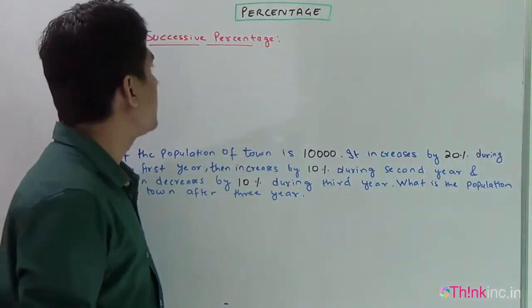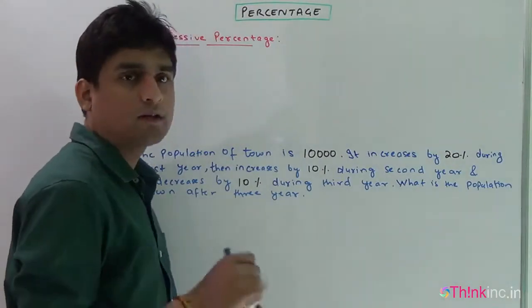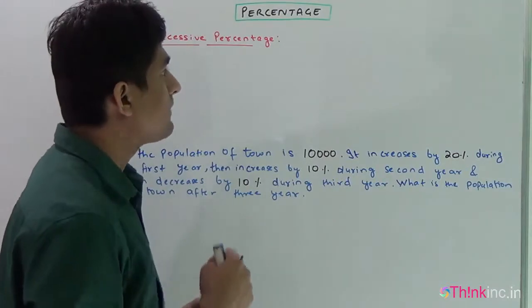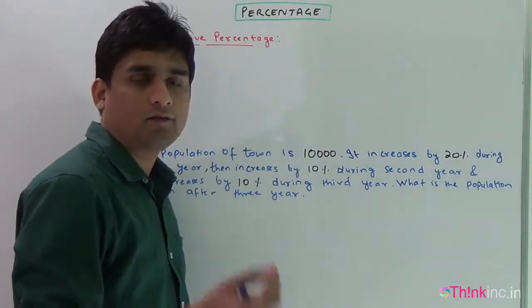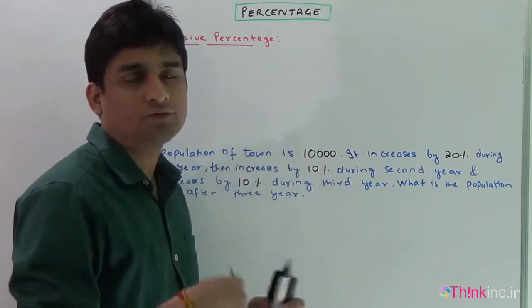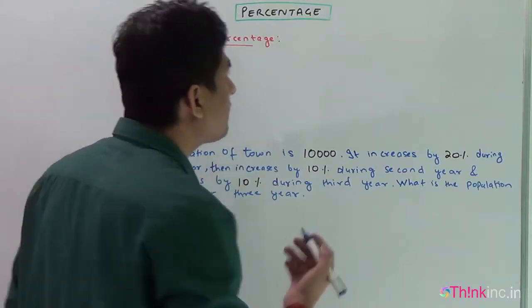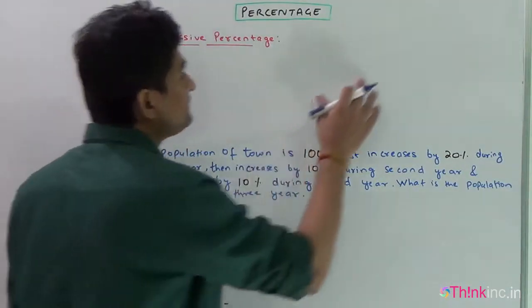Let's start a new topic, that is successive percentages. In successive percentages, we calculate some percentage of some absolute or discrete value, and we get some resultant. And of this resultant, we calculate again some percentage, and this process goes on, this chain goes on. Let me take one example, this will be more clear then.